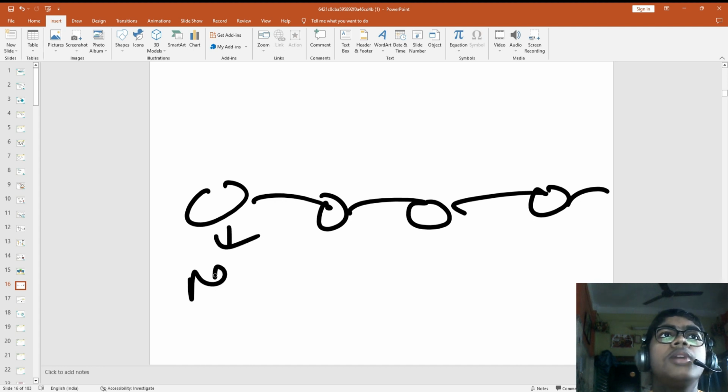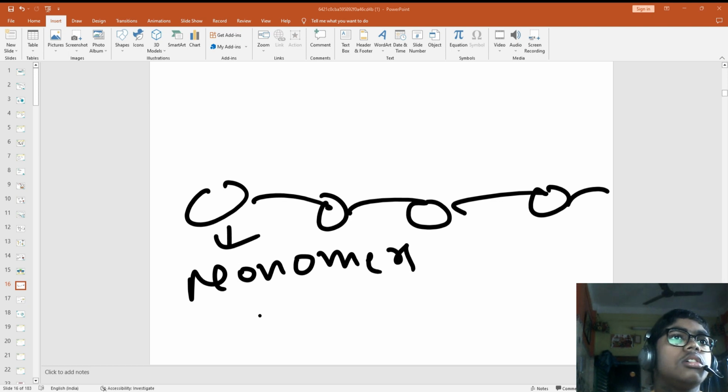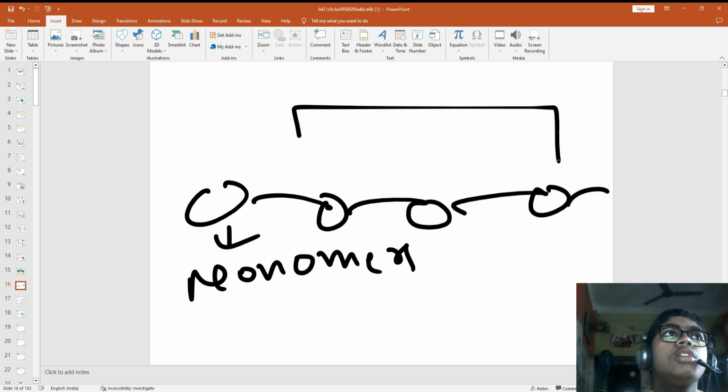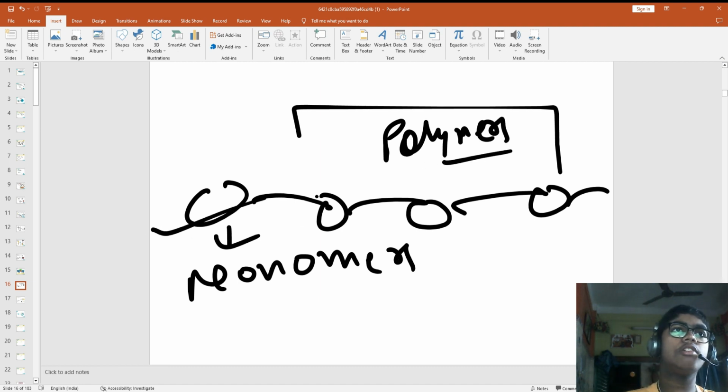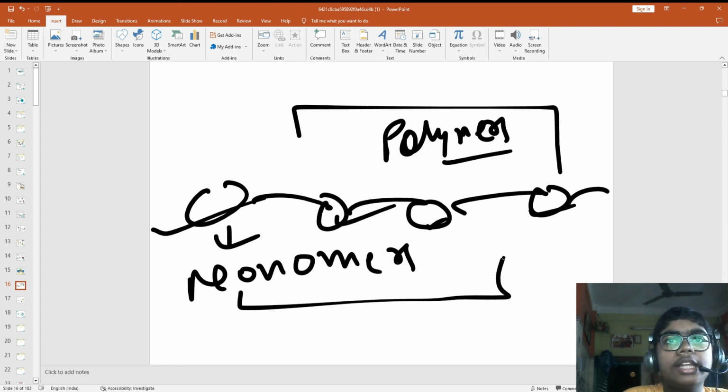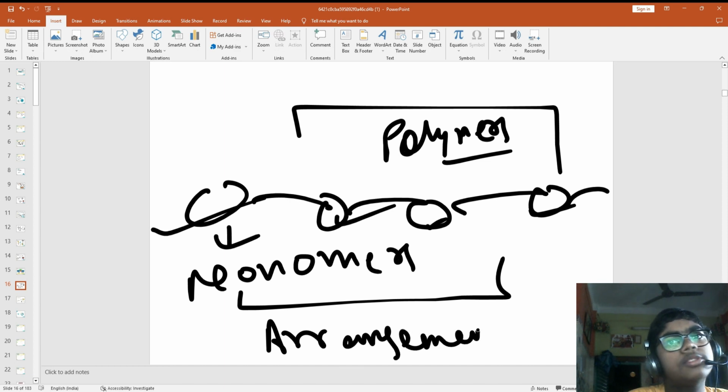These are the monomers, right? And this full thing is the polymer. Everyone agree with me? This single unit is a monomer. This full thing is the polymer. This arrangement can be done in two types.